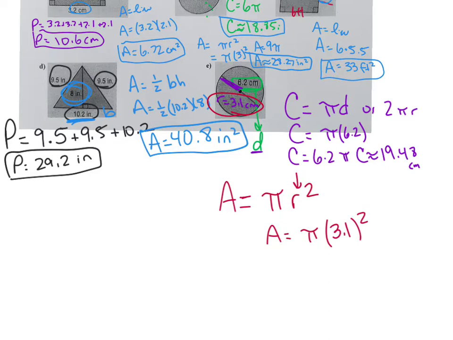So 3.1 squared is 9.61. And I multiply it by pi. So my area is about, and remember I use the approximate symbol now, 30.19. And it is square centimeters. And that's it for Firestarter 1.